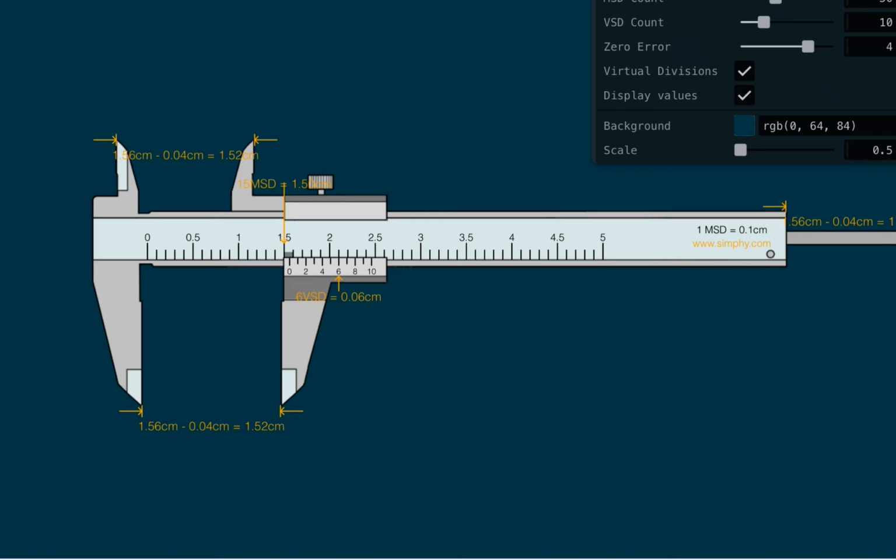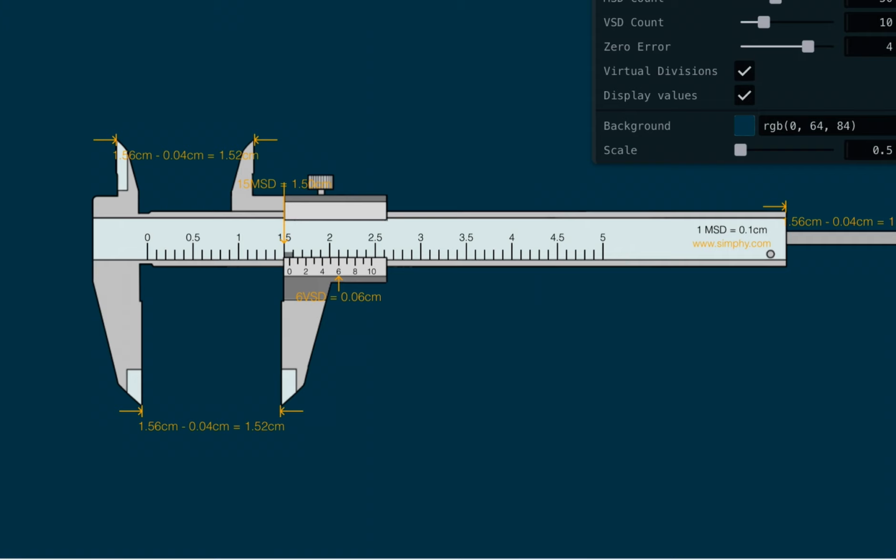Observe this carefully. Whenever there is a positive error, when no object is kept and the two lower jaws are meeting each other, if the fourth division is coinciding and the 0 on the Vernier scale is to the right of the 0 of the main scale, then we write the finally corrected reading as minus 0.04 centimeter.